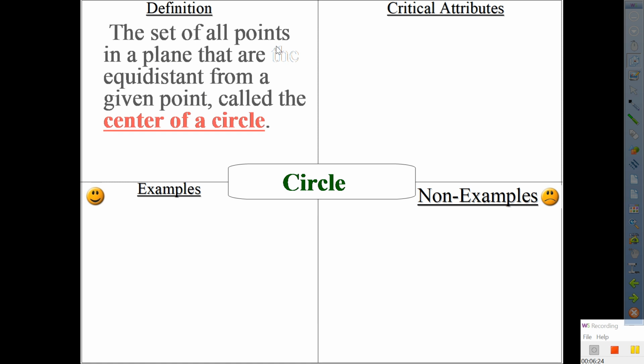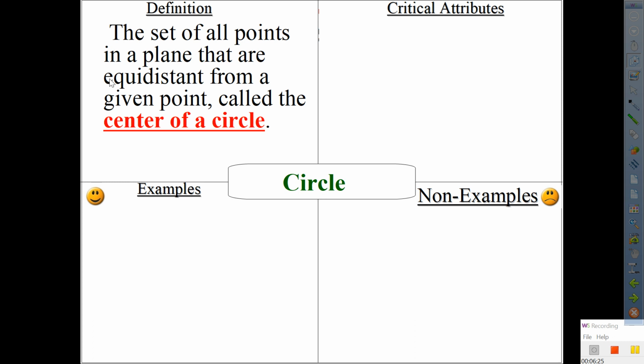A circle is the set of all points in a plane that are equidistant from a given point called the center of the circle. Now you have that on your Cornell note. Those of you that are watching online, you can copy that. However, I want you to underline the word equidistant. Underline the word equidistant.